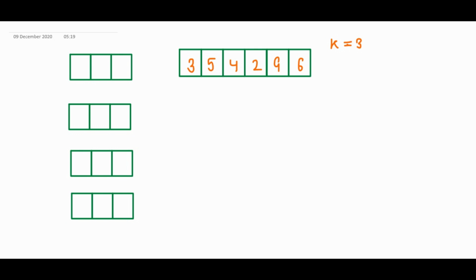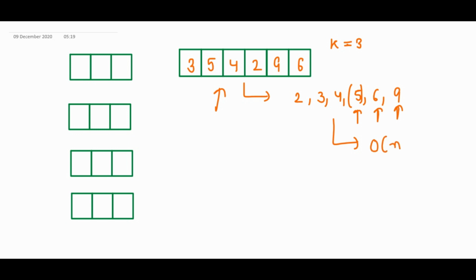So the simplest solution can be we can directly sort it, right? After sorting, we will get an array like 2, 3, 4, 5, 6 and 9, right? So we have to find the third largest element. That will be the third element from the last. This is the largest, second largest and third largest. This will be our simple answer. But this approach will take big O of n log n time, minimum, right? So we can definitely improve the time complexity.